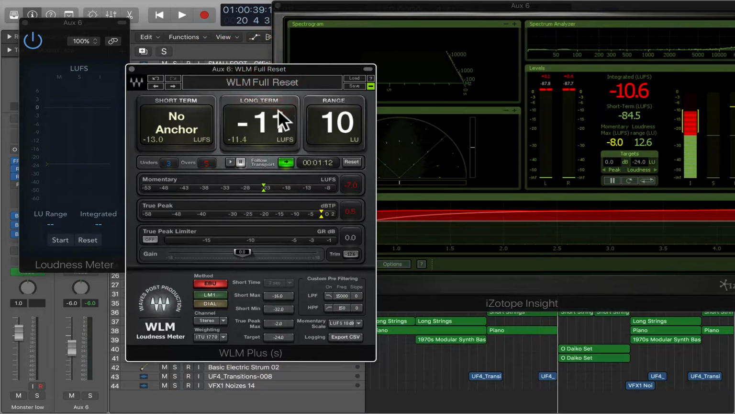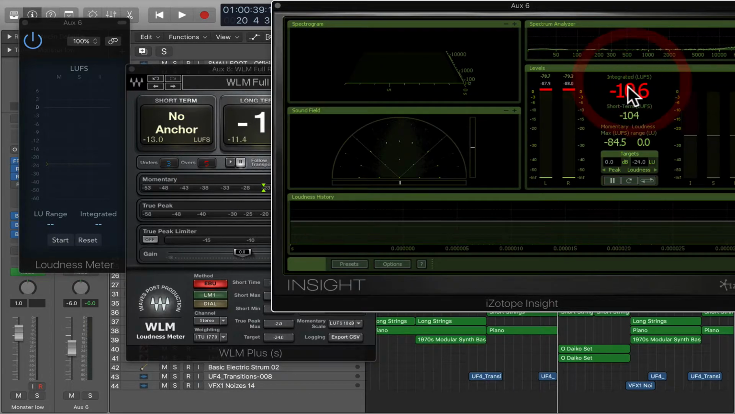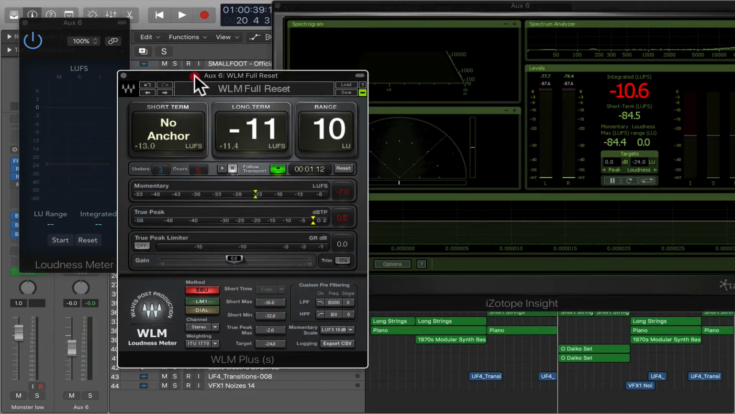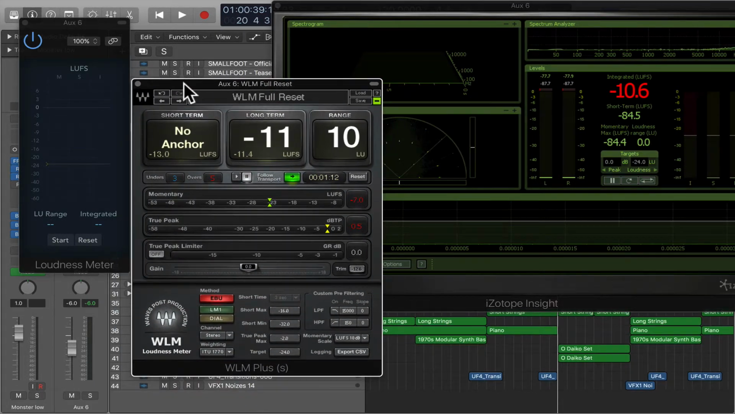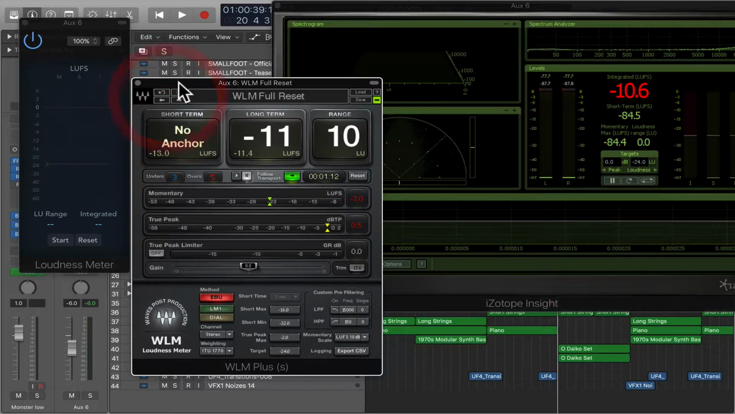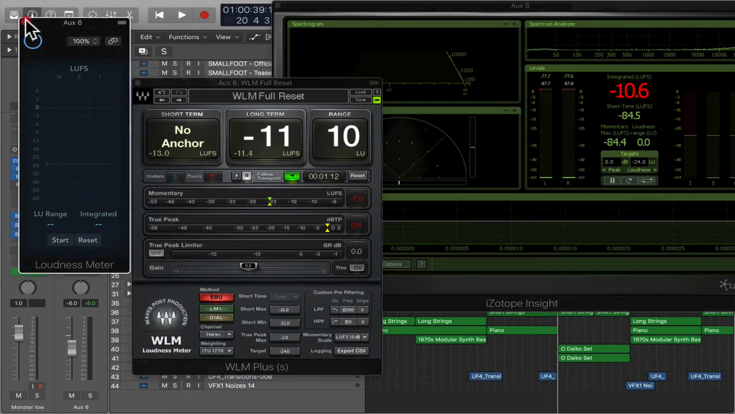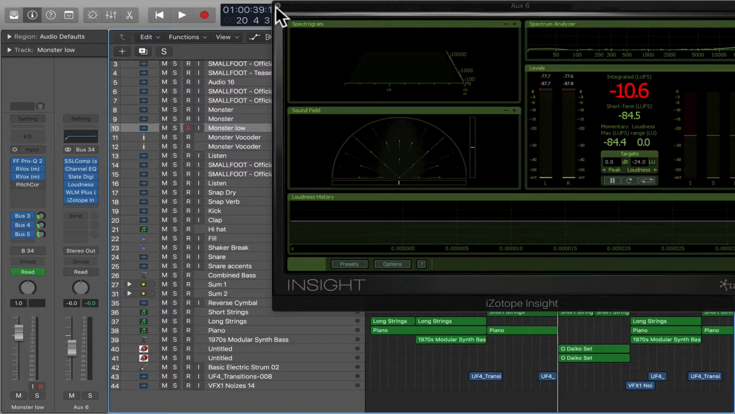So in music, I have found that around negative 10, negative 11, negative 13 is a good range for music to be punchy and loud and have dynamic range, but still be quiet enough to translate well across these services like Spotify and YouTube and Pandora.